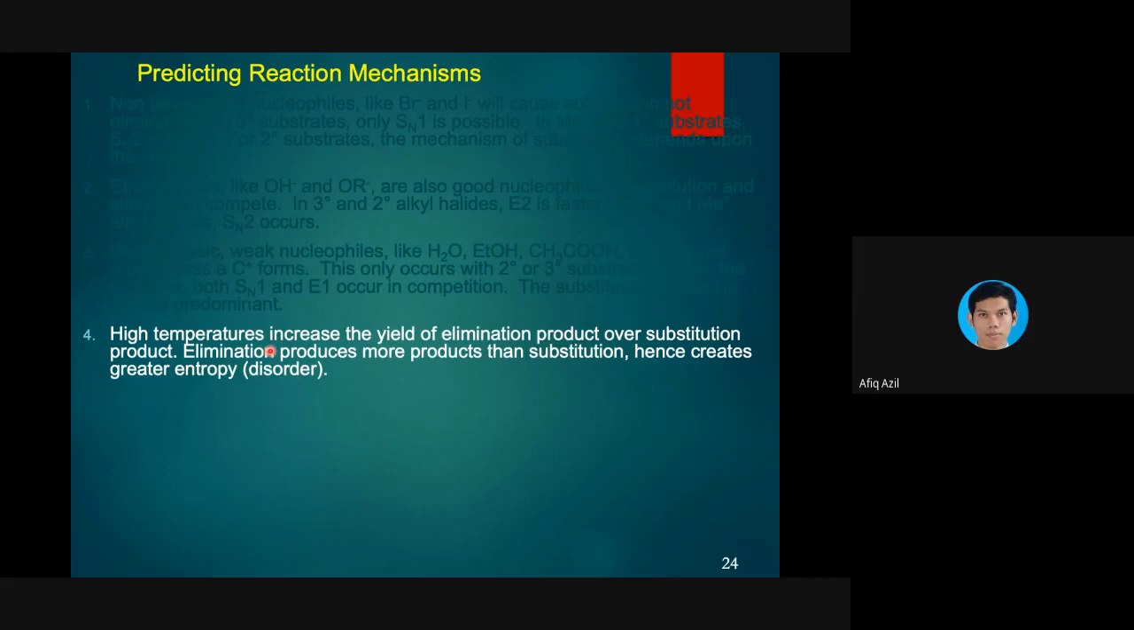High temperature will increase the yield of elimination product over substitution. If you look in the reaction scheme, there is a temperature above the arrow. The keyword high temperature means a temperature above room temperature. Room temperature is around 25 to 27 degrees Celsius. If it is more than that, like 40 or 60 or 70, it will most definitely follow the elimination reaction. Another symbol used to denote high temperature is a small triangle under the arrow of the reaction.